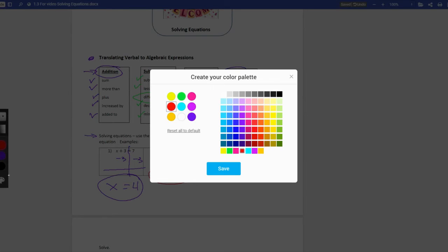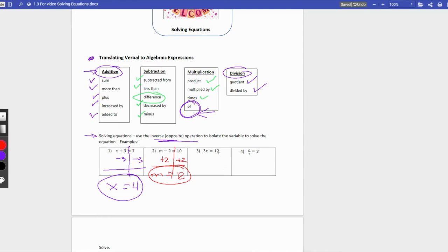So now we're moving on. I have the next problem says 3x is equal to 12. I'm multiplying, so I'm going to divide both sides by 3. And I have x is equal to 4. And my last one here, I have y over 7 is equal to 3. So y over 7 as a fraction is division. So again, my opposite operation is multiplication. I'm going to multiply both sides by 7. So y is equal to 21. So again, that's just some basics on solving equations.